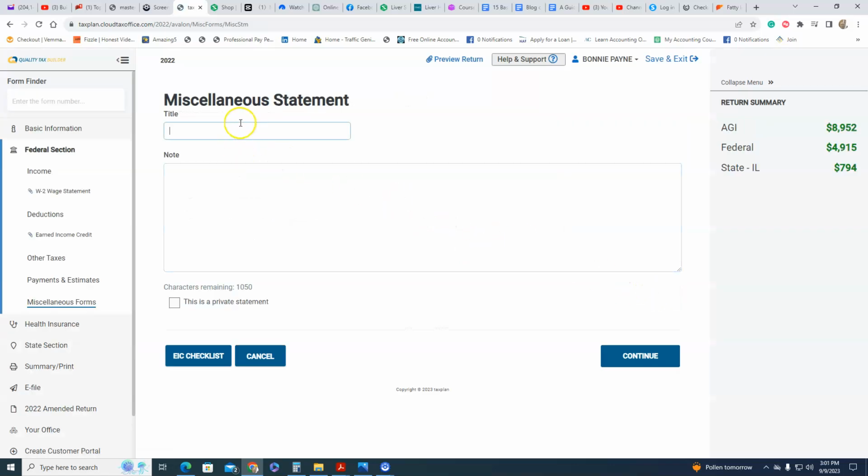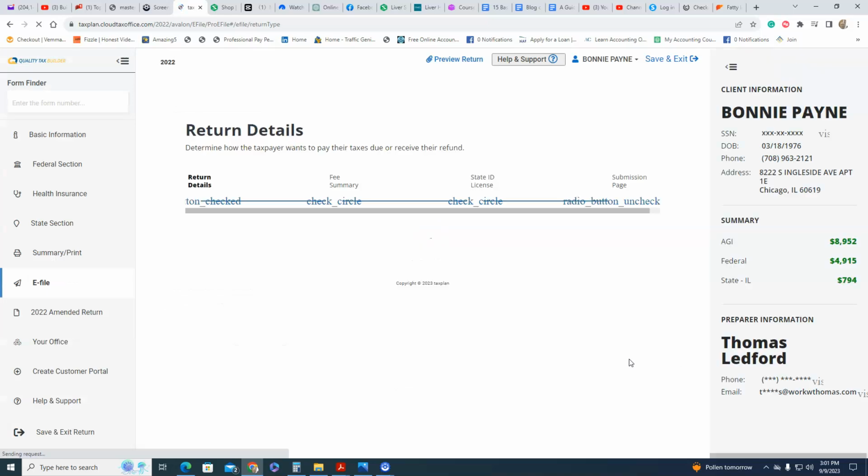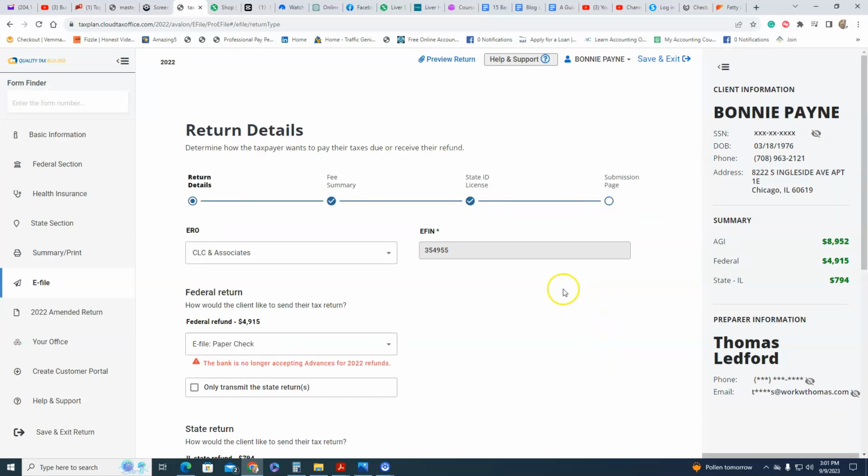This here's a miscellaneous statement that we can use if we feel the need, but I haven't used it yet. Continue. And so we are at the end of the program.